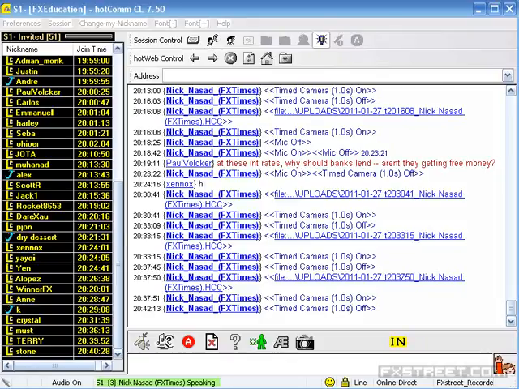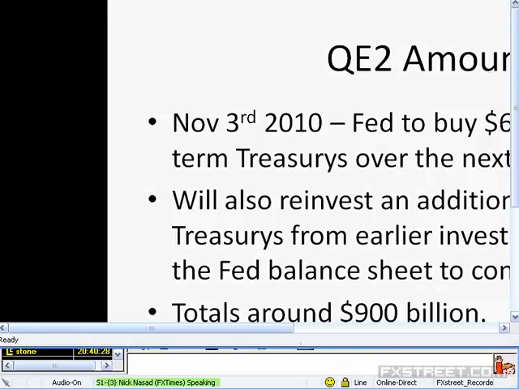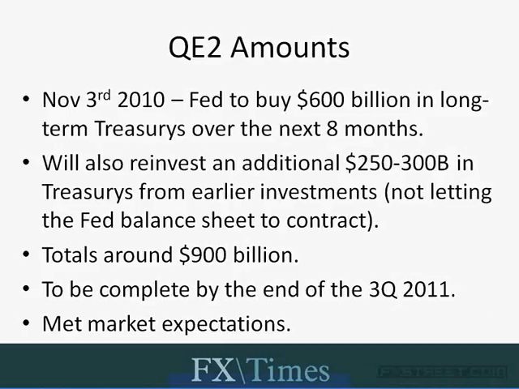Okay, so let's head back to the slides. So we had the anticipation for quantitative easing 2. We had the figures announced. And now we want to take a quick look at what were the results in terms of U.S. yields.